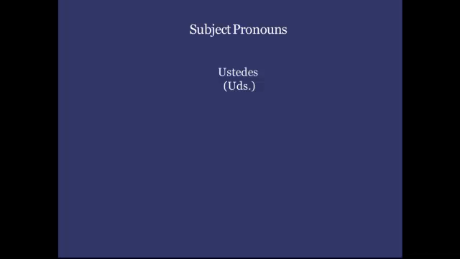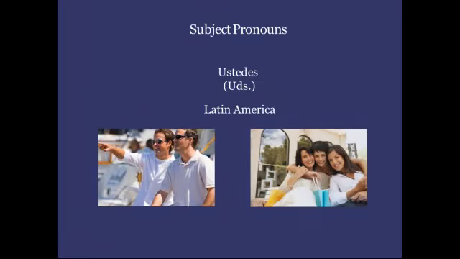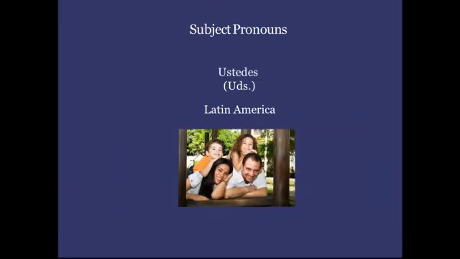Ustedes, often abbreviated as Uds. in writing, is a word used to express the idea of you all in the rest of the Spanish-speaking world. It is used when speaking to a group of guys, a group of girls, or a group with both guys and girls. Ustedes son de Venezuela. You all are from Venezuela.